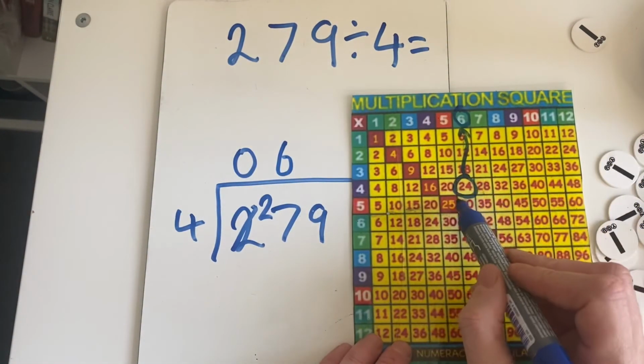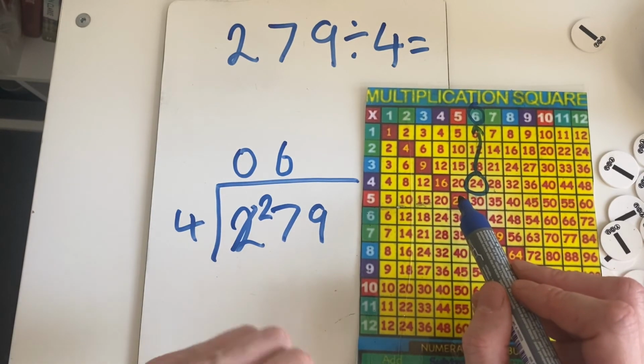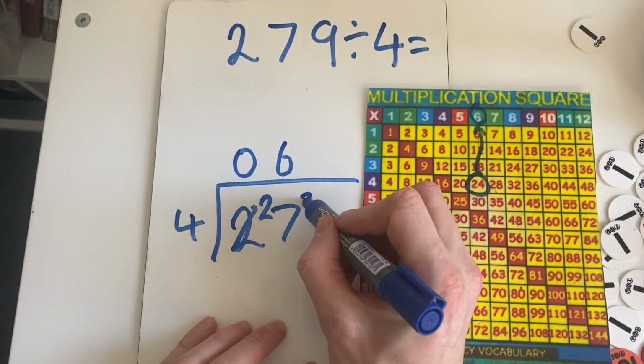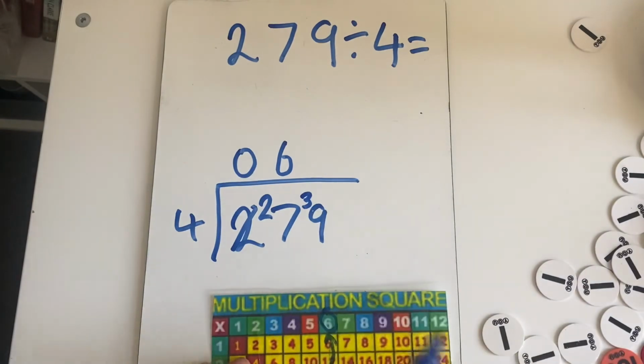But because we want 24, the number is 27. So we have 3 remaining. So 25, 26, 27, 3 remaining. And this goes in front of our 9. Same principle as we did last time with our multiplication square.